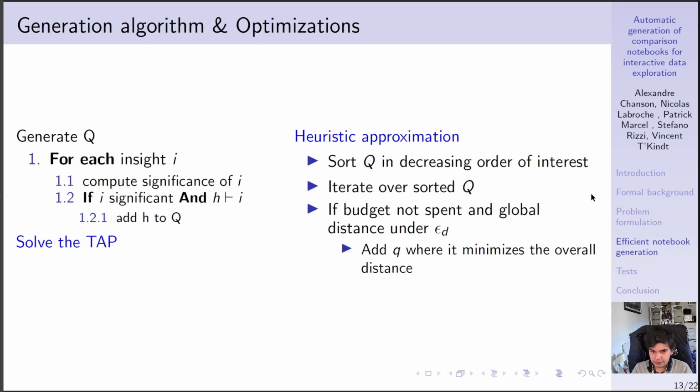And as for the solving of the TAP problem, we adapted the classic knapsack heuristic to solve TAP for larger instances. Basically, it consists of sorting the entire set of queries in order of their interest, and then iterating over this sorted list, putting queries in the solution iteratively at specific points. So it's not like the knapsack heuristic where you put them in the bag. You are trying to insert them optimally in the existing sequence.